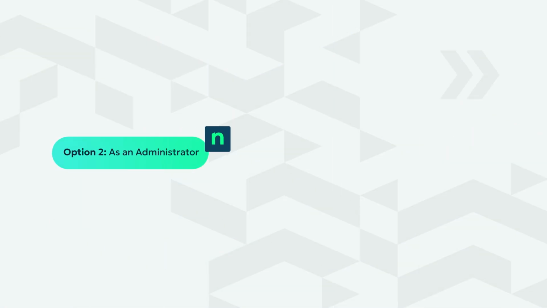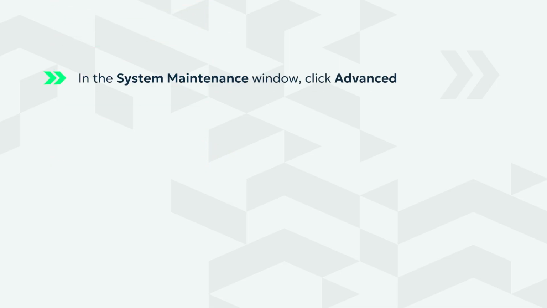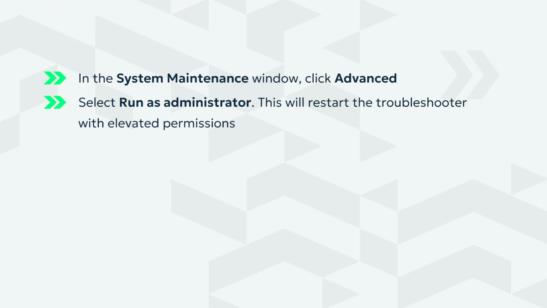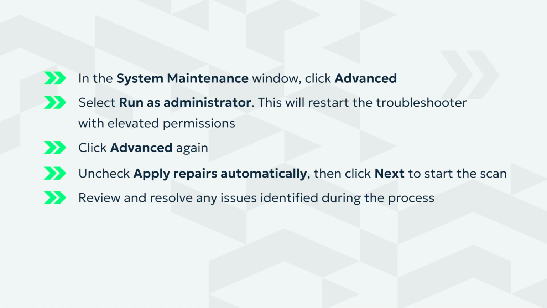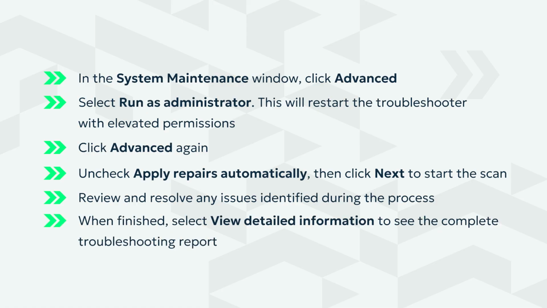Option 2. As an administrator. In the System Maintenance window, click Advanced. Select Run as Administrator. This will restart the troubleshooter with elevated permissions. Click Advanced again. Uncheck Apply Repairs Automatically, then click Next to start the scan. Review and resolve any issues identified during the process. When finished, select View Detailed Information to see the complete troubleshooting report.